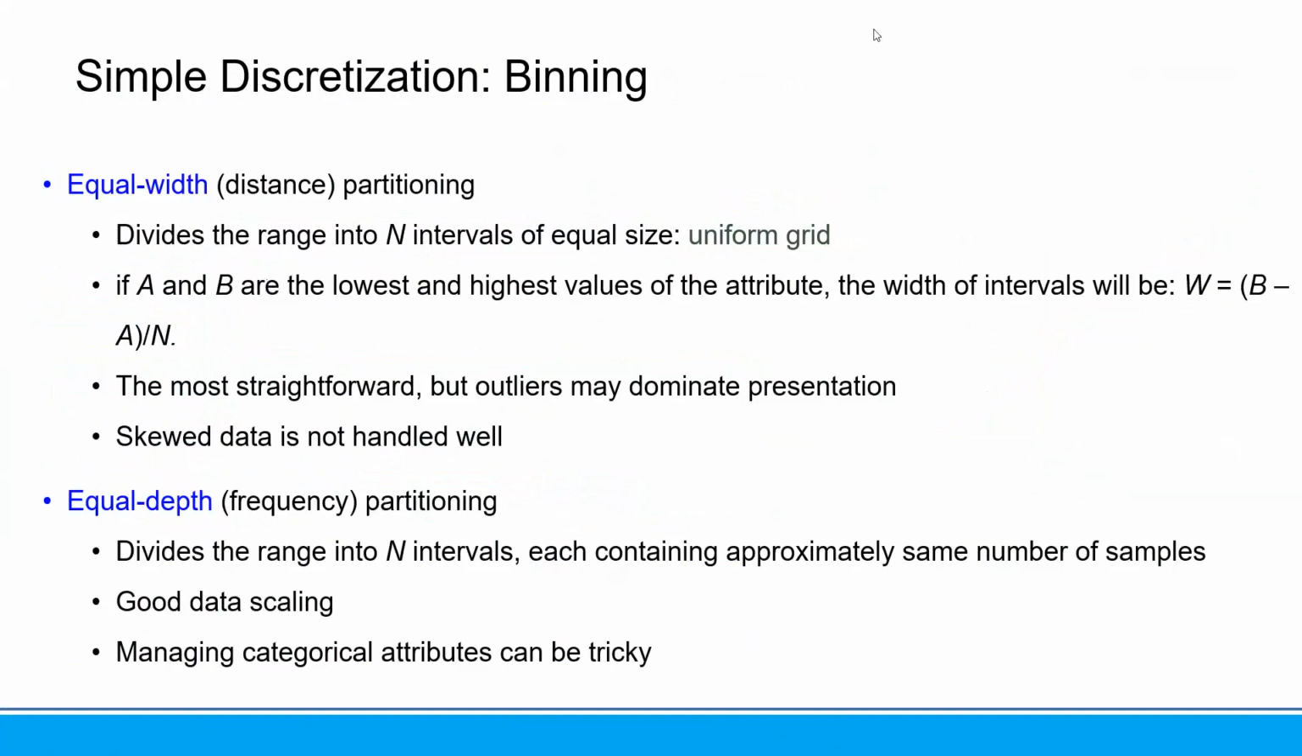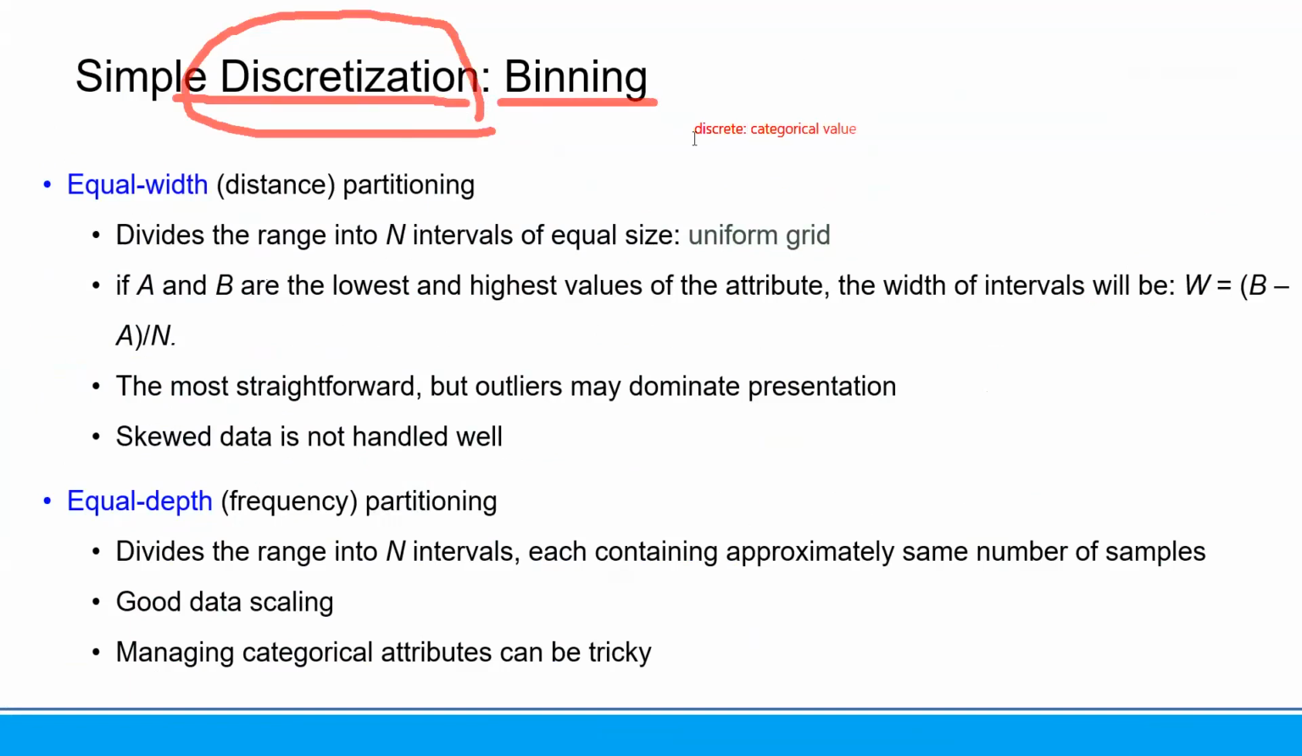Okay, we can use simple discretization by binning. You know, discretization. Discrete. What does it mean by discrete? This is the categorical value. So you want to change from a numerical value into a categorical value.